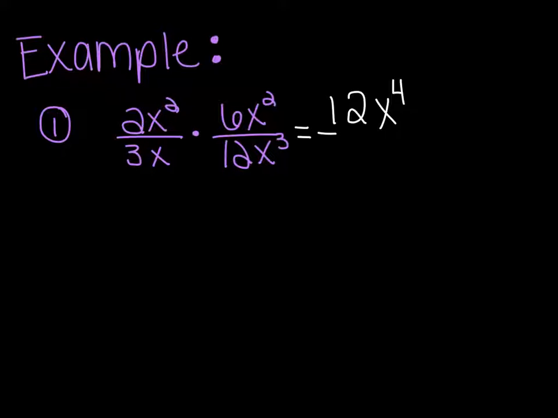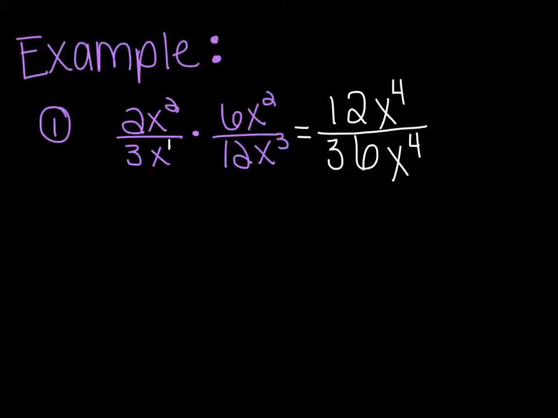I'm going to do the same thing with the denominator. 3 times 12 is 36. And then this is really x to the 1st times x to the 3rd, and that's going to also give me x to the 4th. And this is like what I was talking about on the last slide. We're going to have to simplify this.